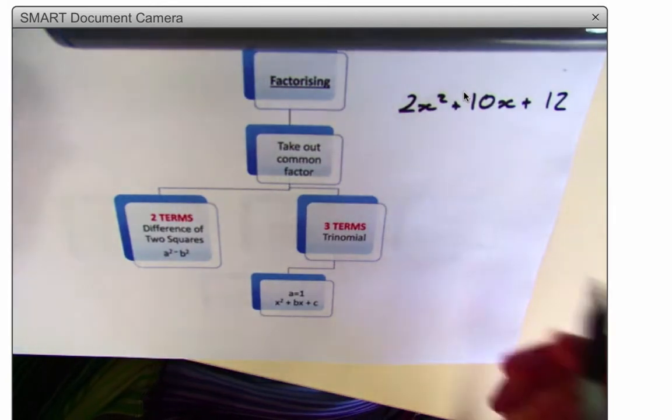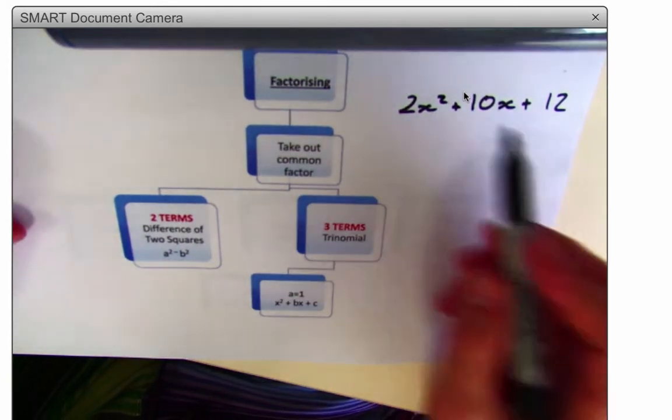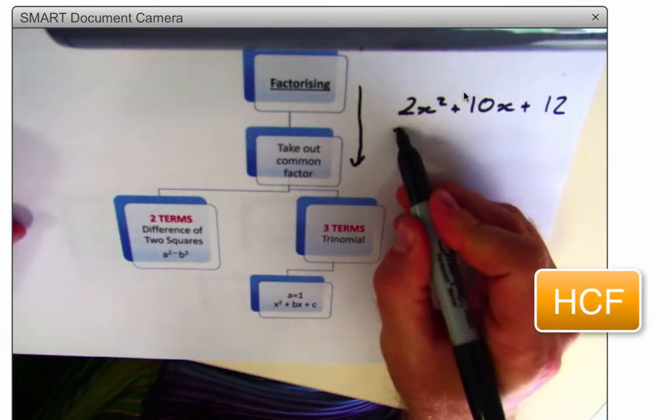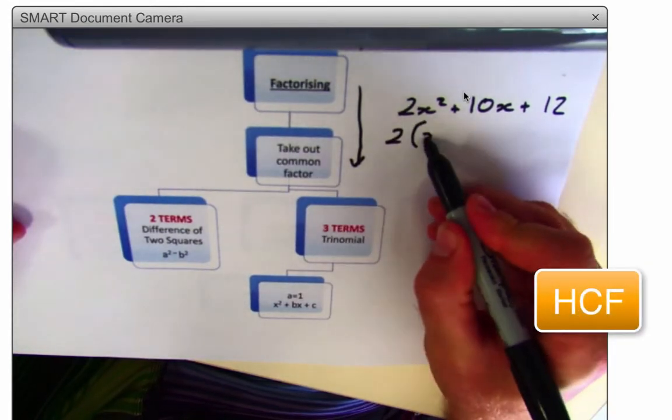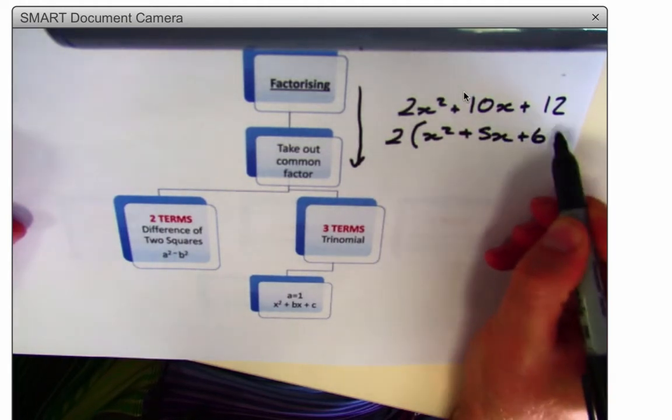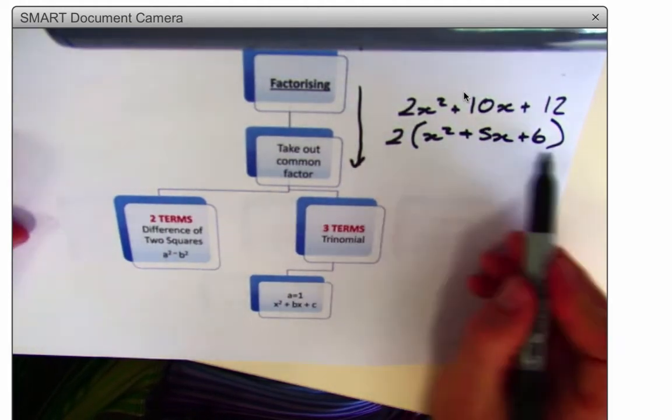Moving on to the next one. Here we have something to factorize. First things first, take out the common factor. Take out the 2. There is x squared plus 5x plus 6. Alright, look at what we're left with.